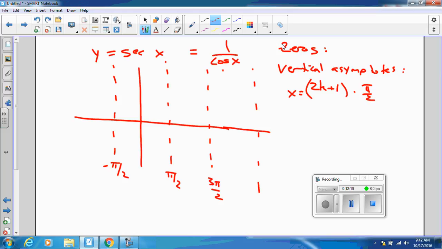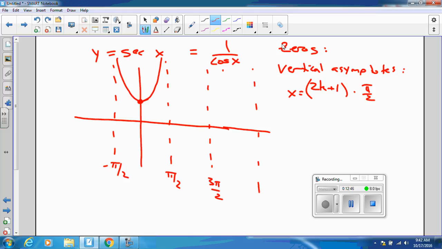When it goes to pi over 2, it goes to positive infinity. From which direction? Left or right? From the left. Yep, that's right. Where is the minimum value? If it doesn't hit 0, then it has to hit a minimum in here somewhere. 1. Right. Since the largest value of cosine is 1, the smallest value of secant is 1.